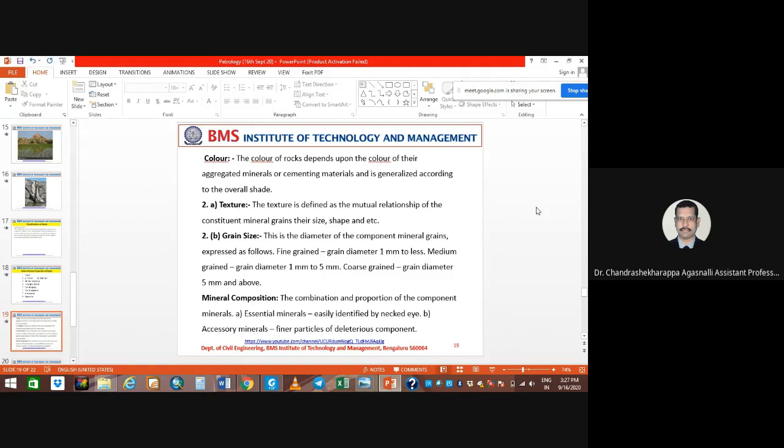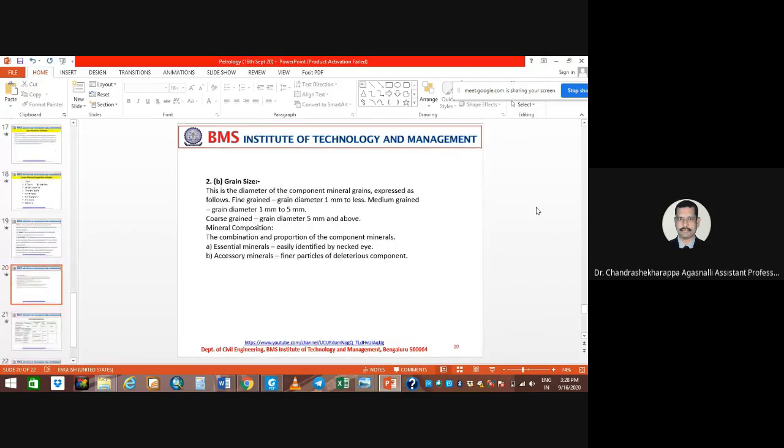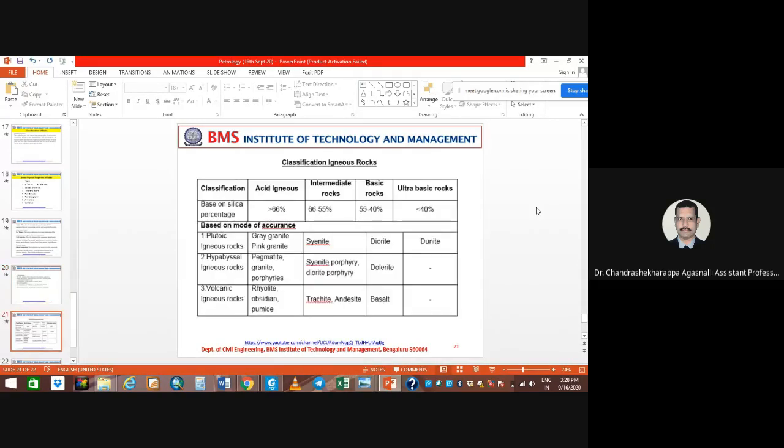And the accessory minerals are very fine particles, and their percentage is also very, very small, so they are very difficult to identify without a magnifying lens. And the grain size is the diameter of the component minerals, expressed as fine, medium, and so on, as we discussed. Here, igneous rocks are further classified based on the silica percentage of a particular rock. So, the classification of igneous rocks.